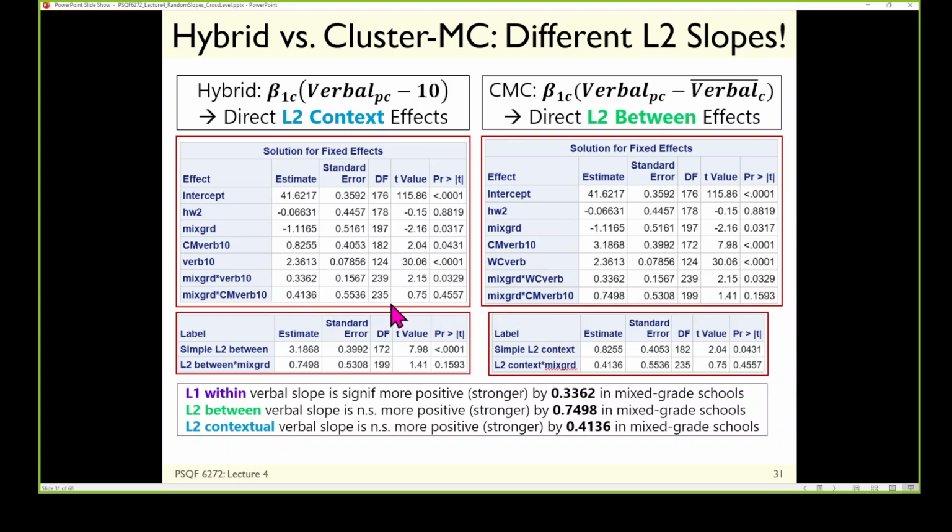And these, even though it looks like it should be the same, are different for the same reason that these two with cluster mean verbal were different. On the left, this is how the contextual effect varies by mixed grade. On the right, it's how the between effect does. But as you can see from the estimate statements, you can get to the missing one. Between minus within is contextual. Within plus contextual is between, and that applies to both main effects as well as interaction terms. So that one is right here. That one is right here. That one is right there. That one is right there.